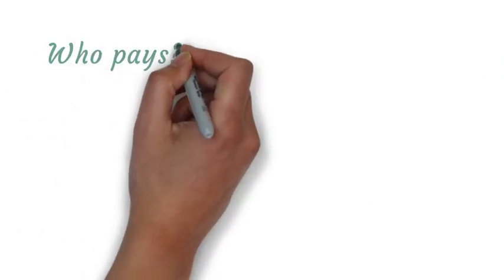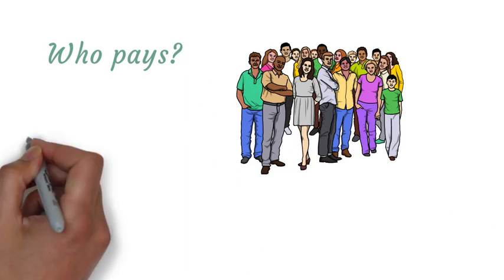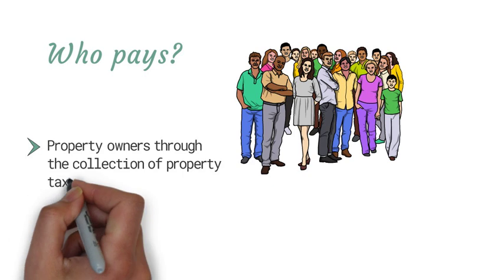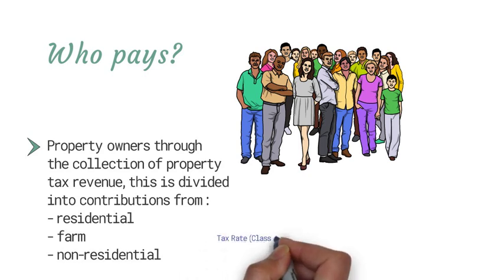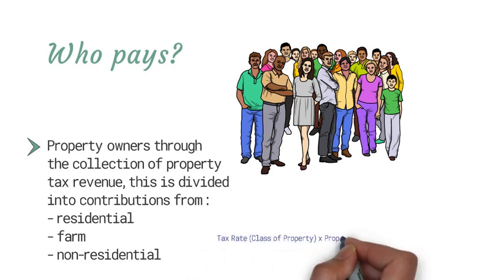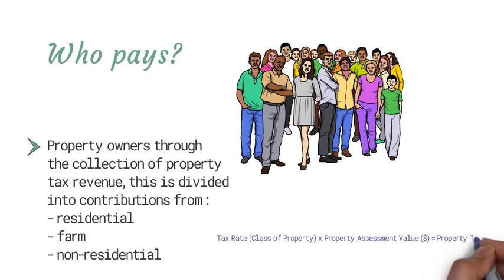Who pays? Or, in other words, who contributes to the community purse? Property owners, through the collection of property tax revenue. This is divided into contributions from residential, farm, and non-residential ratepayers, all of whom pay different tax rates multiplied by the assessed value of their property. The province and federal purses also contribute through grant programming.